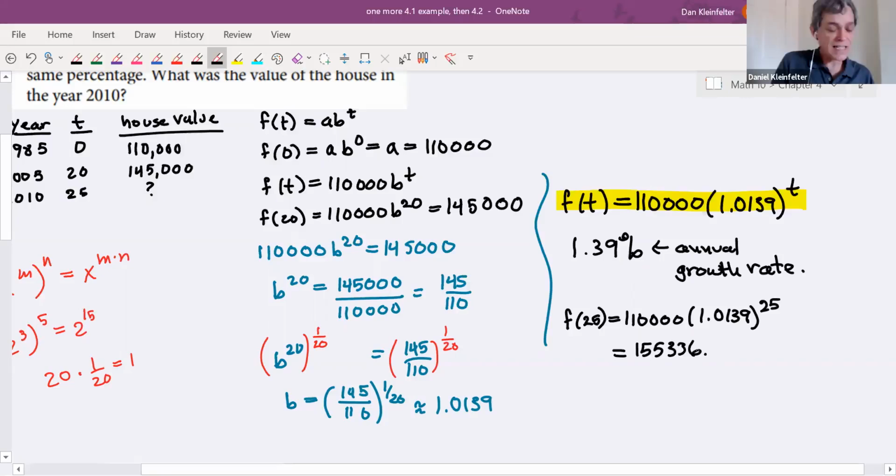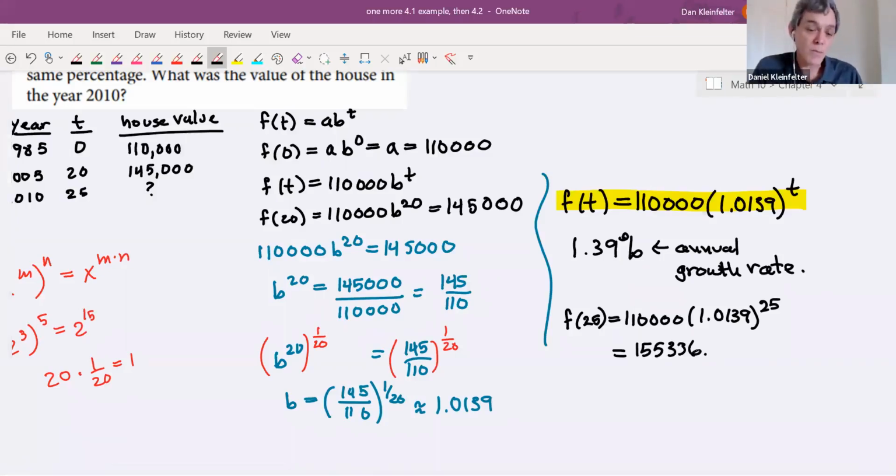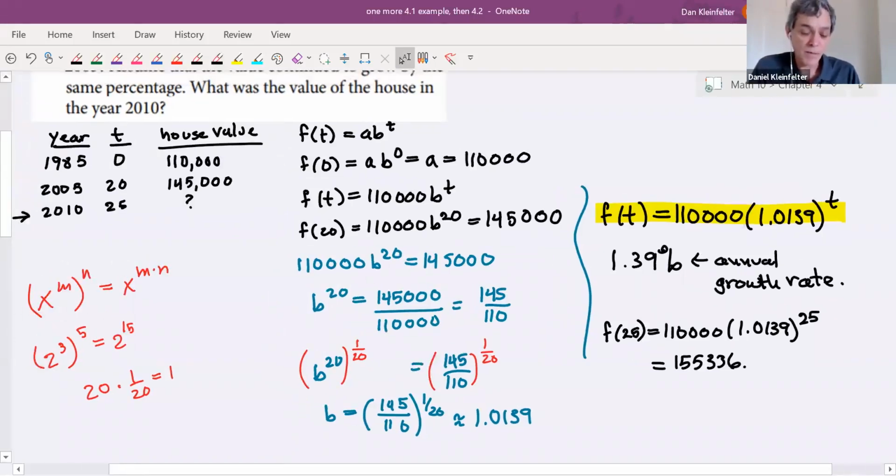Okay, all right, so that takes us to the end of that example. We've read through the problem, and basically we were given 2 points, a t and a value, and we use that to construct our exponential function, and then we use that exponential function to answer a question.